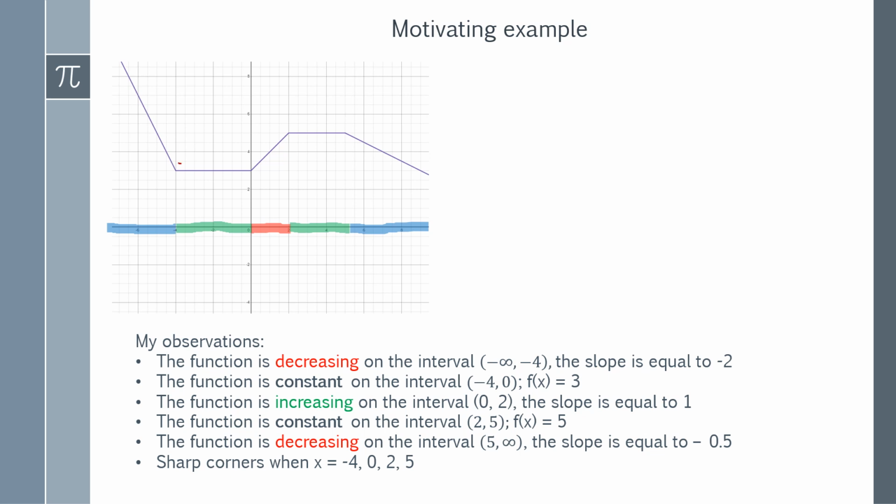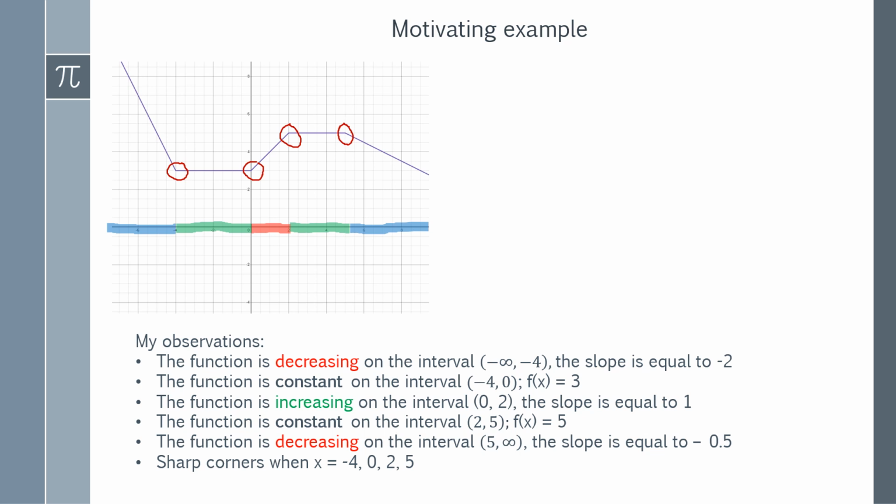So at x is equal to -4, at x is equal to 0, at x is equal to 2 and 5. We can see that the function is continuous there, right? So we have continuity. There are no jumps, no gaps. But what about these corners? What do they represent? We will explore that idea as well.